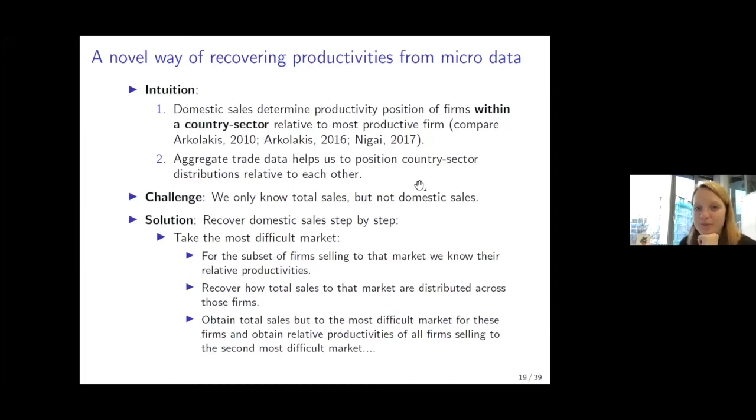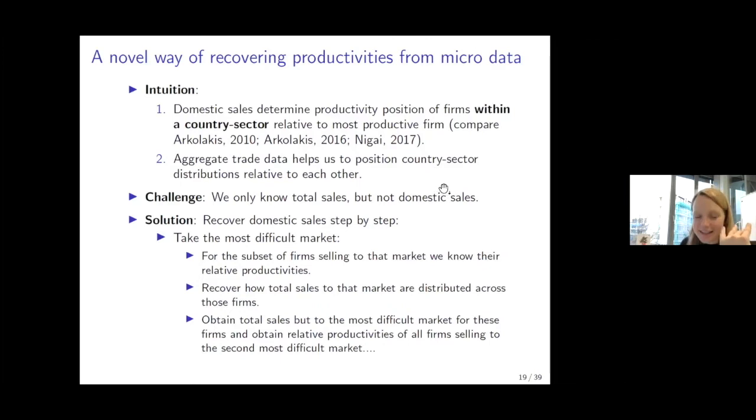The intuition is super simple, and it has been used by others before, in particular by Arkolakis in his work with French firm data, where there is information on domestic sales. If you have information on domestic sales and you assume that all firms that do export are also active domestically, then in the context of a Melitz model, this is enough to place all the firms relative to each other, because the only thing that varies on the domestic side is the firm-level productivity of each firm. So if you have domestic sales of these firms, you can rank them relative to each other and understand how they are positioned in productivity, because only the productivity of each firm varies to determine these domestic trade flows.